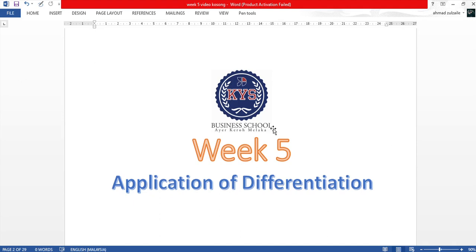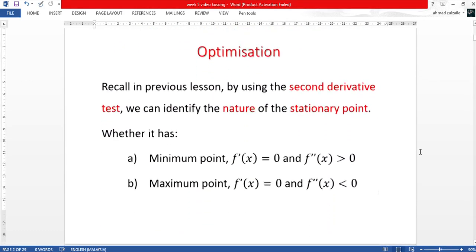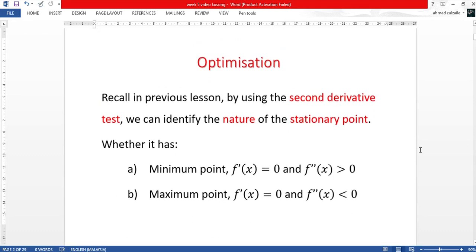As we know, week number 5 consists of three subtopics. Number 1 is optimization. It's more or less about the maximum or minimum, and trying to relate it to economics and business problems. And then the second subtopic would be the equation of the tangent line, right? And last but not least, the equation of the normal. Okay, so let's take a look at the first subtopic, which is optimization.